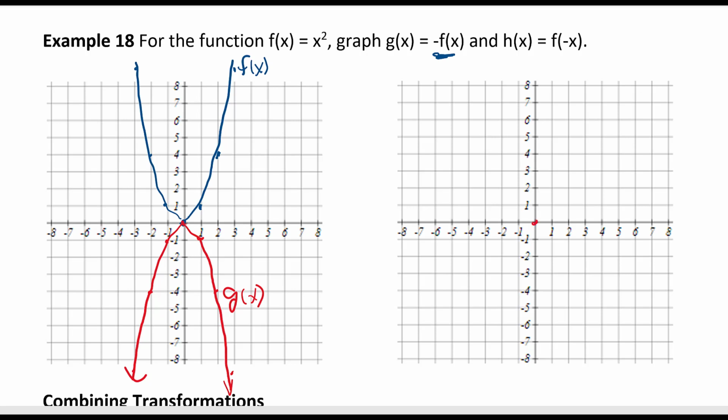So think about this. 1, 1 becomes negative 1, 1. 2, 4 becomes negative 2, 4. Sorry, 3, 9 becomes negative 3, 9. And then negative 1, 1 becomes positive 1, 1. Negative 2, 4 becomes positive 2, 4, and then negative 3, 9 becomes positive 3, 9. So what we get is the same as the original because it's symmetric about the y-axis.